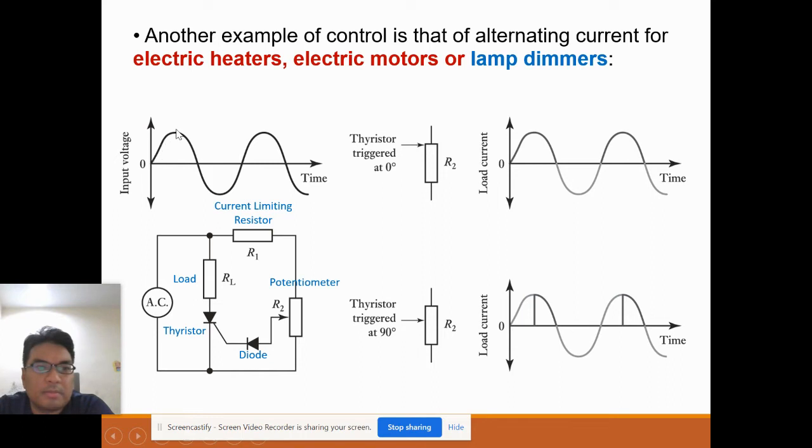Let's say we have an example of an alternating voltage that we supply. In the circuit we have basically R1 and R2 as the current limiting resistor and also the potentiometer. Both of these can be set for the level at which the thyristor will be triggered. We have a thyristor mounted in series with the load here, and also a diode as a protective device mounted together in the circuit.